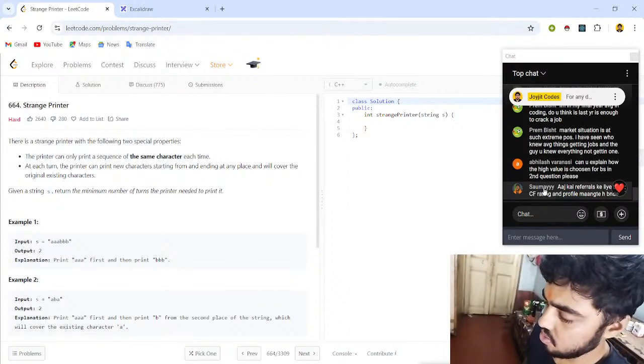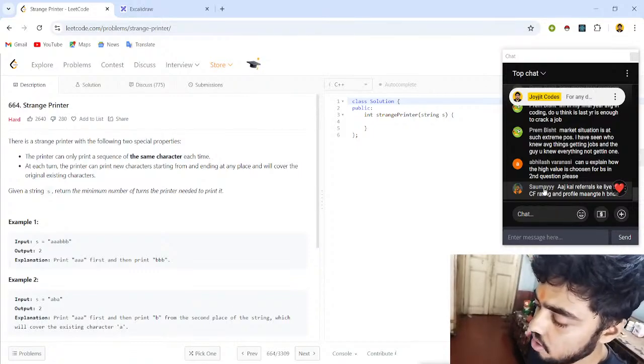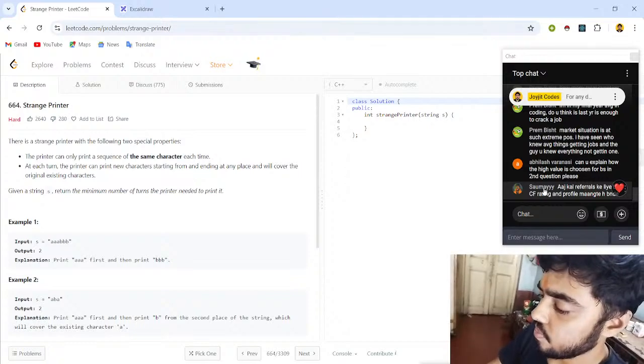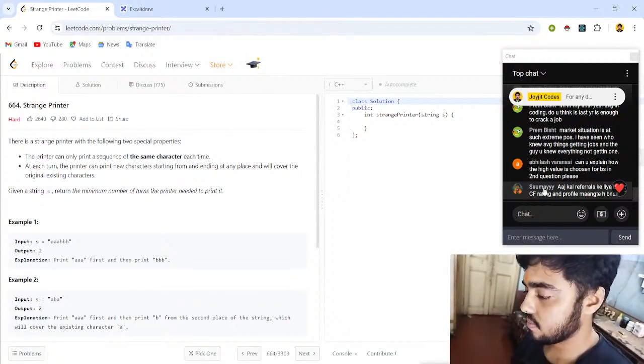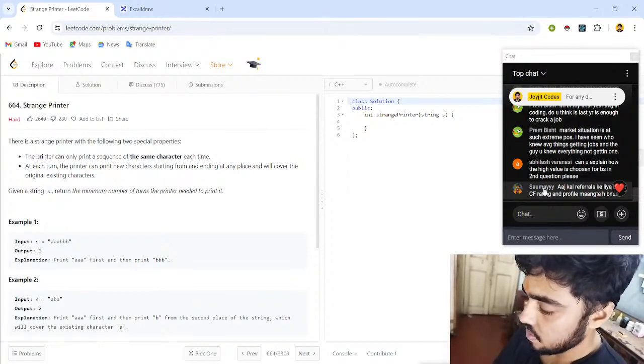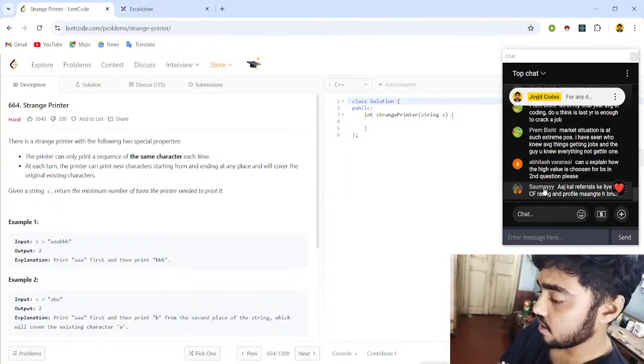I don't know. Okay, I don't know because I think my network strength is not that good. So if you have network strength, then help me out, okay? Because my network strength is not that good.